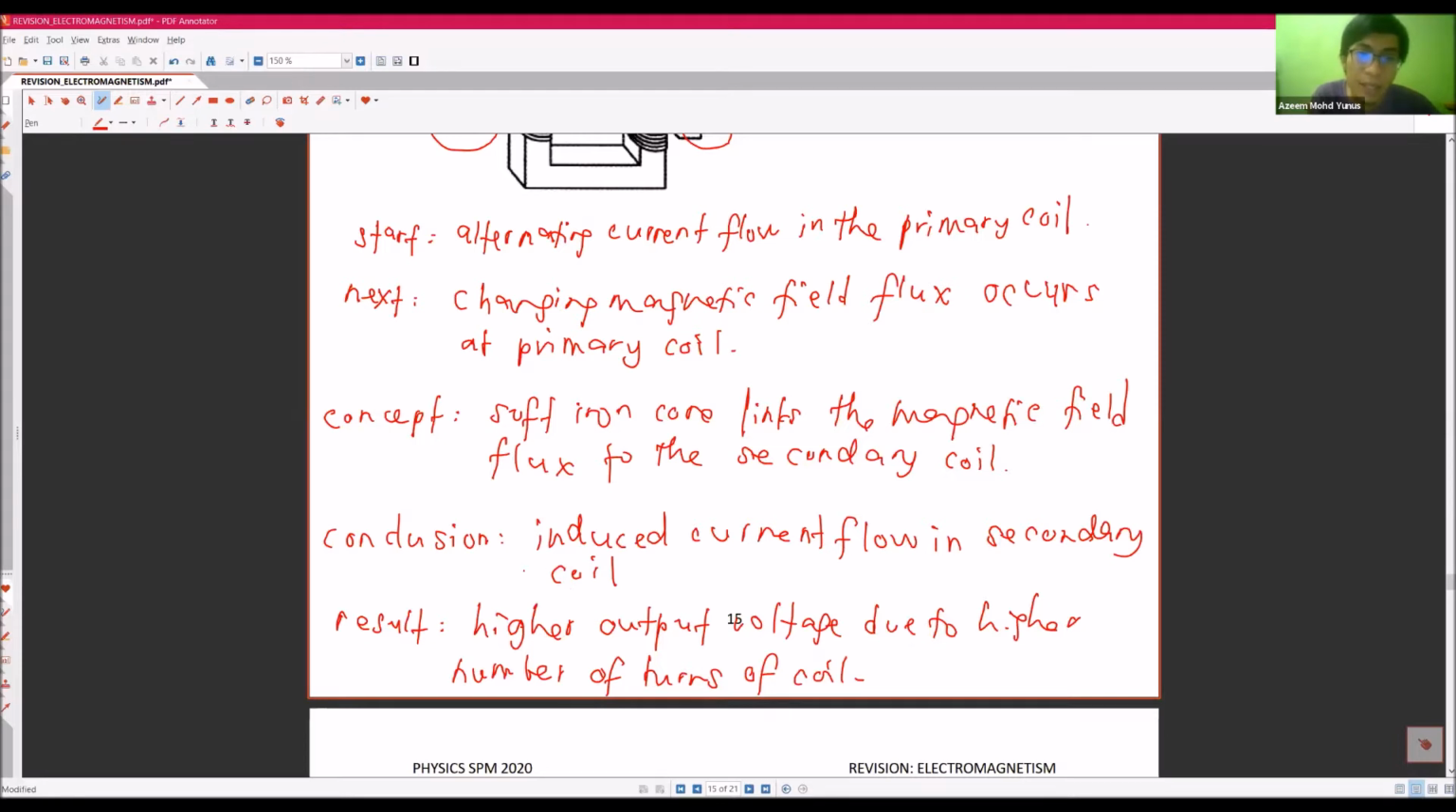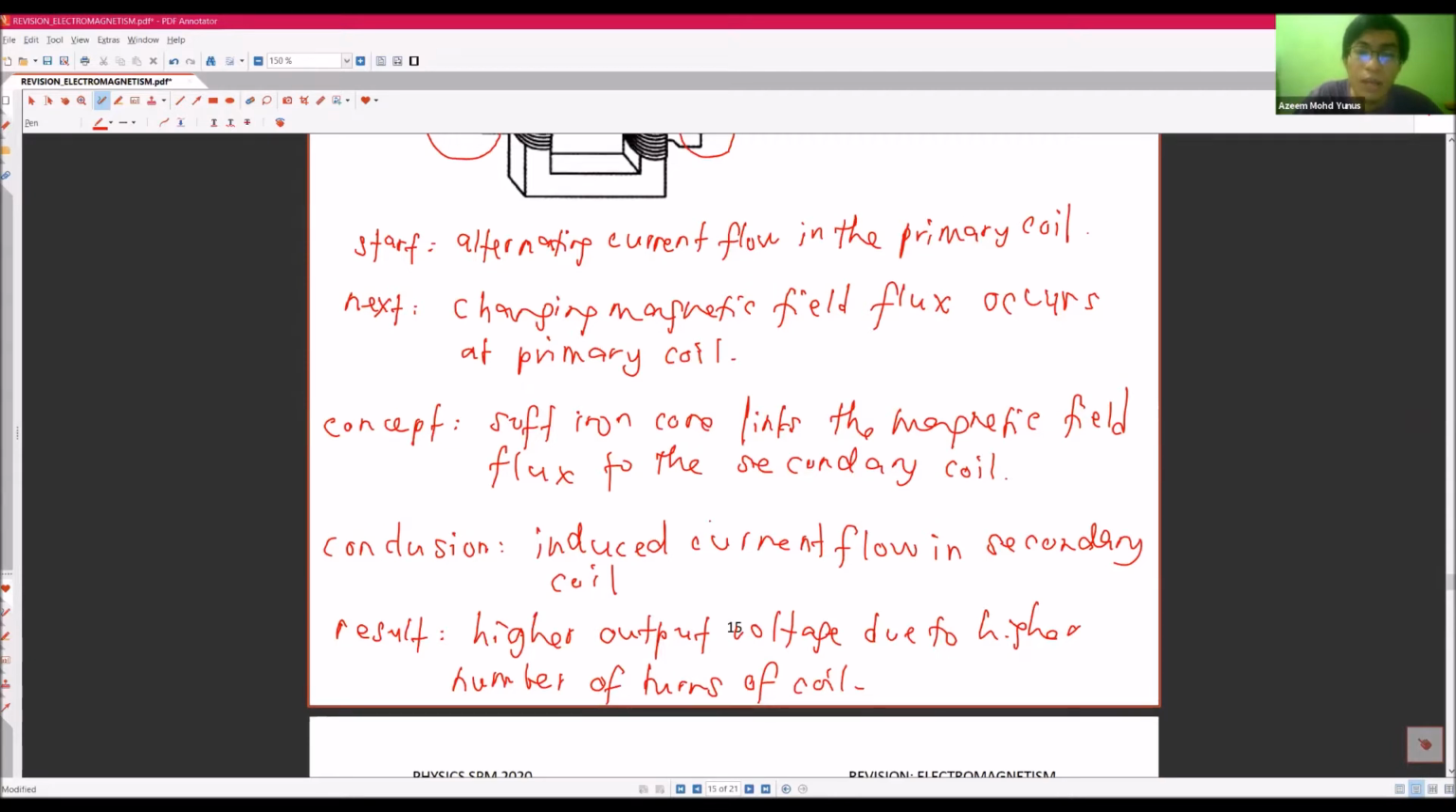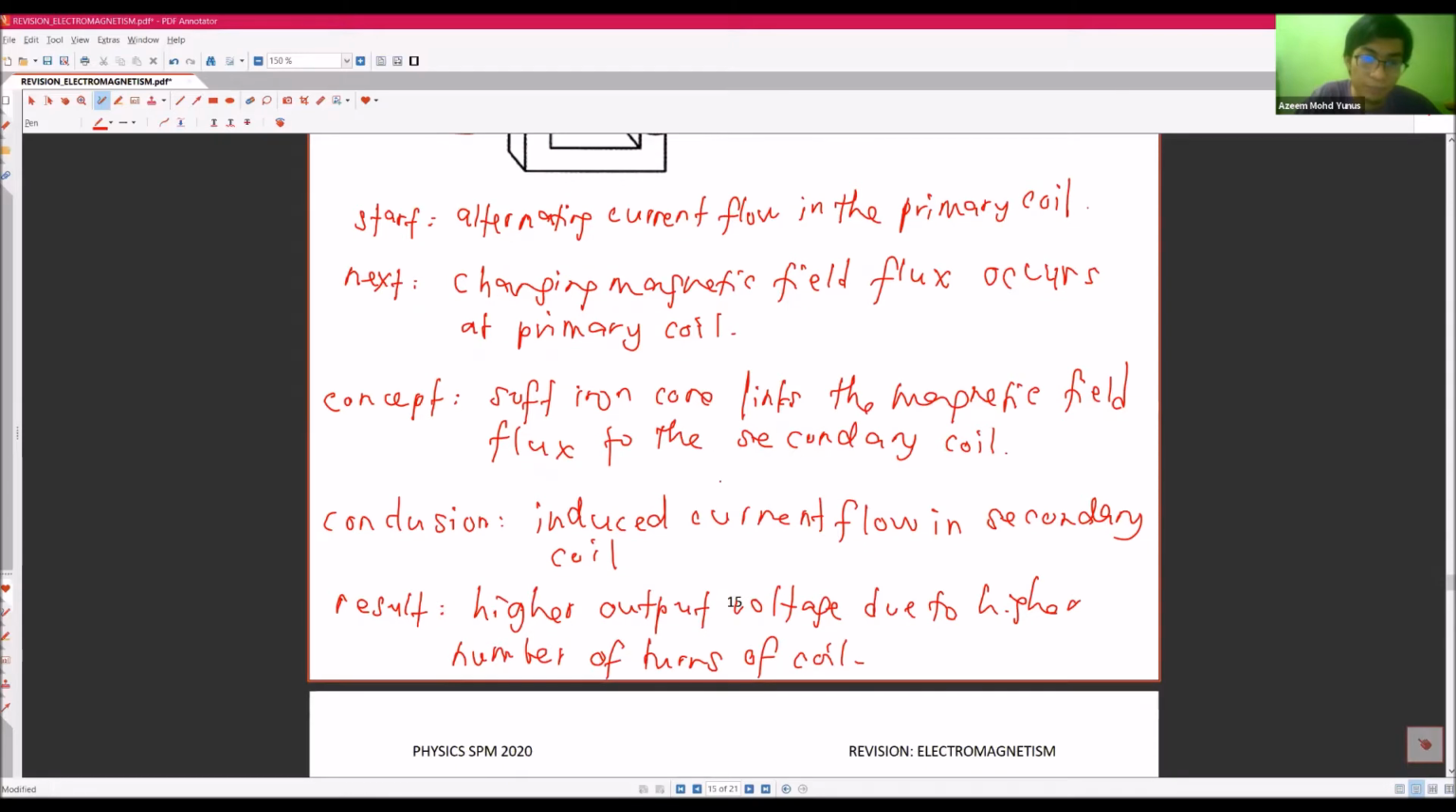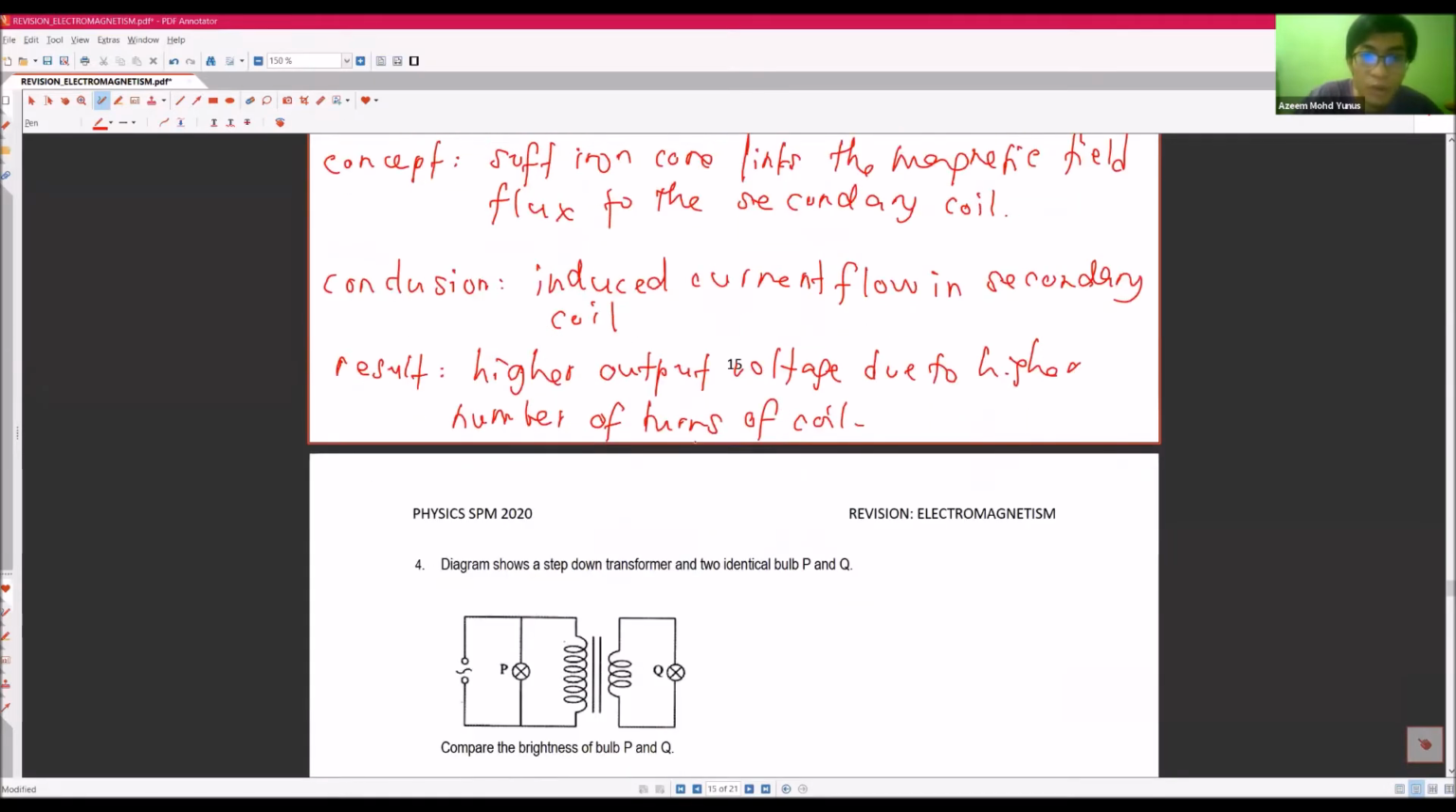But basically, we don't really need the conclusion or result. We can just make it into one sentence, but we must make sure that we have a backup plan in case one of the points fails to reward us 1 point in the exam. So it's very, very good practice to write more than 4 points. Okay, so let's move on to number 4.